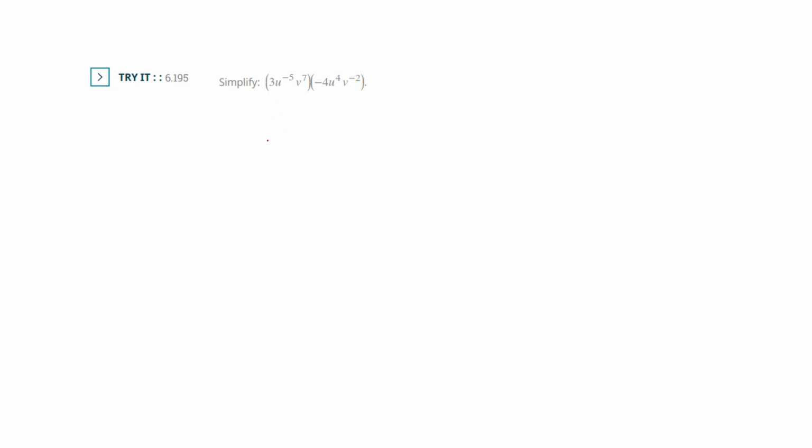Okay, numbers multiply, get negative 12. U to the negative fifth times u to the fourth, that's going to be u to the negative 1. And so at v to the seventh, I'm going to add the two exponents there, I get v to the fifth. Now, let's make this negative 12 v to the fifth, and the u is going to move down below.